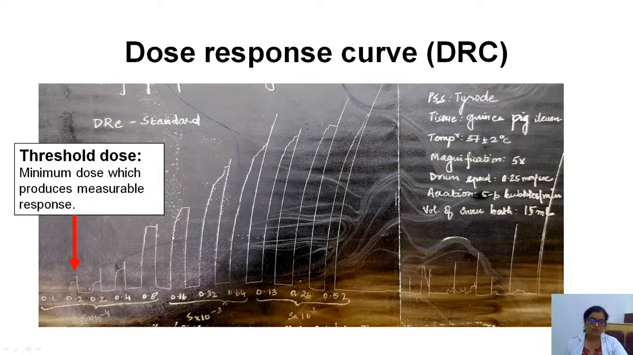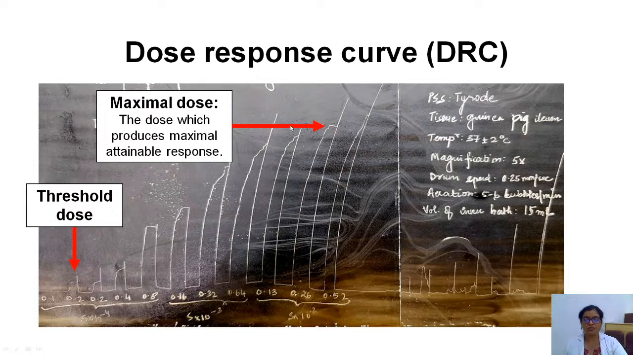Now, I told you this is the threshold dose. It is the minimum dose which produces a measurable response. So what we generally do is, when we get a response, we repeat the same dose to confirm that this response was not by chance. This is known as standardization of the response. So we repeat it twice to ensure that we get the same response. Then we start doubling the dose.